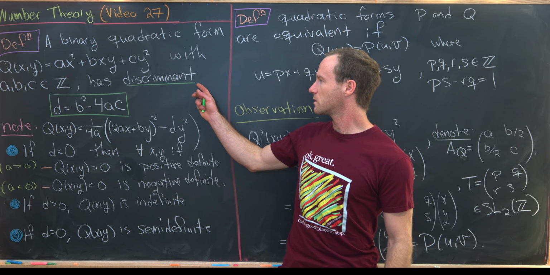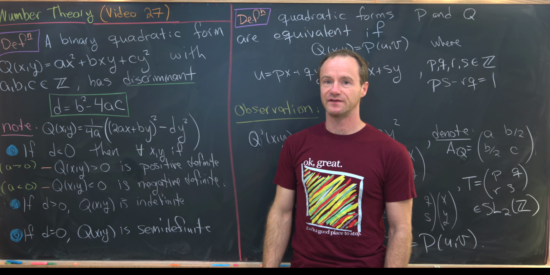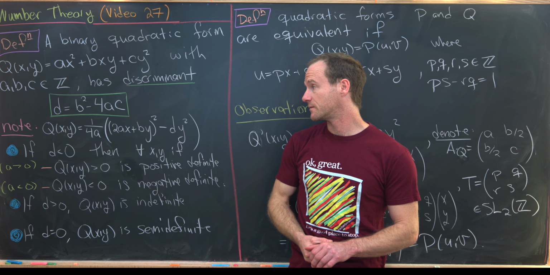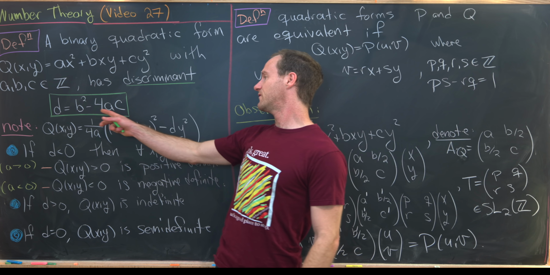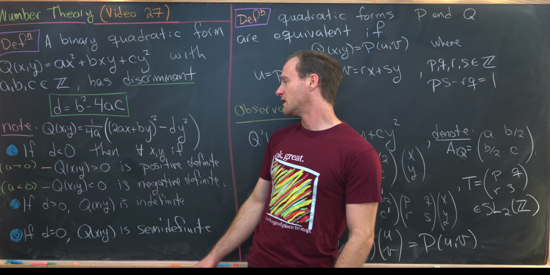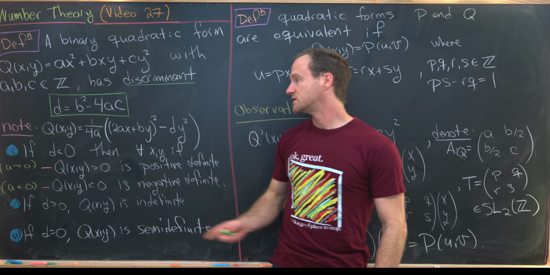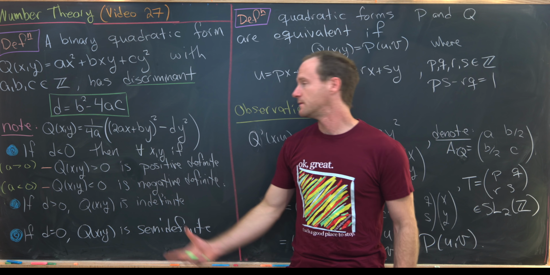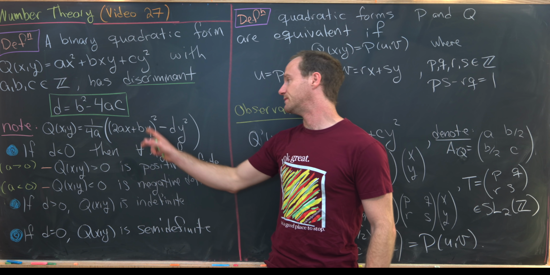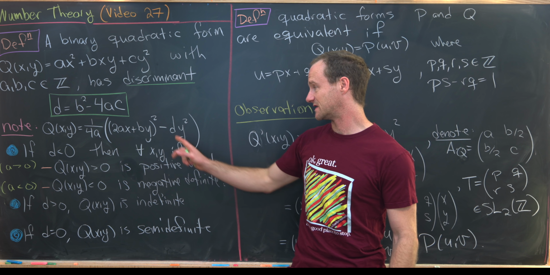An important part of a quadratic form is something called the discriminant. We'll label that d, and that is b squared minus 4ac. That's in line with the definition of the discriminant from the quadratic formula. And notice that if we define d to be b squared minus 4ac, then we can complete the square on our quadratic form so that it looks like 1 over 4a times (2ax plus by) squared minus d times y squared, where d is this discriminant.